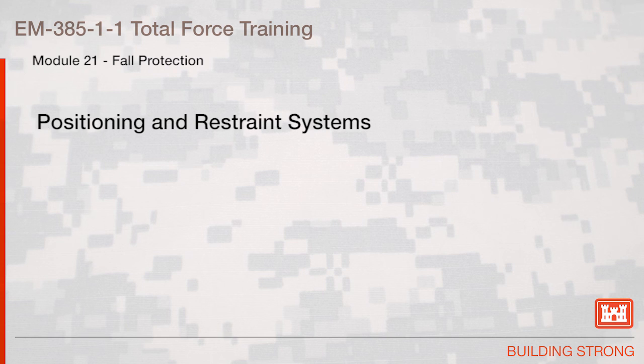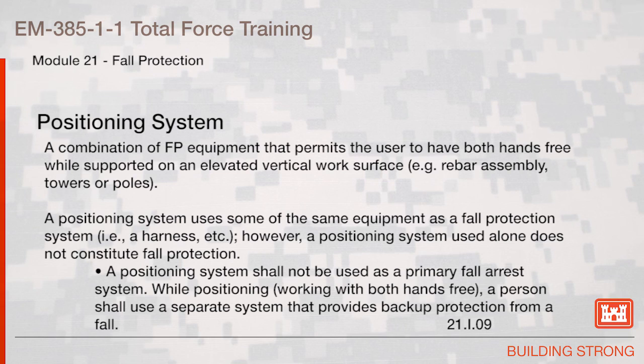Positioning and restraint systems. Positioning system. A combination of fall protection equipment that permits the user to have both hands free while supported on an elevated vertical work surface, for example, a rebar assembly, towers, or poles. A positioning system uses some of the same equipment as a fall protection system, for example, a harness. However, a positioning system used alone does not constitute fall protection.